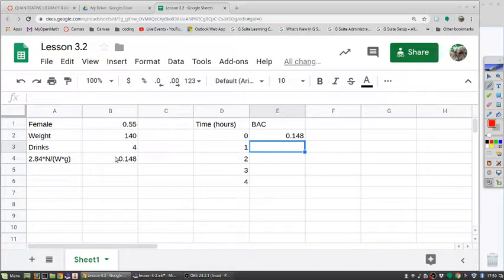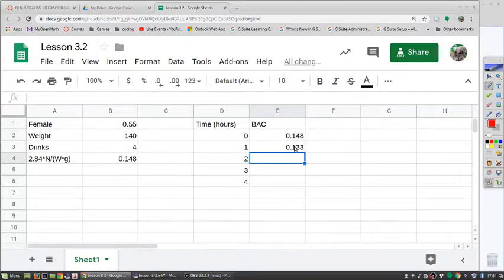The equation is pretty much always the same. Down here I would type equals negative 0.015 times, now the time is right here, and then I add on that 0.148. Enter, and it reduced a little bit. So that 0.148 turns out to be like her initial alcohol content. So that would be 0.148% alcohol in her bloodstream, given her total amount of blood.